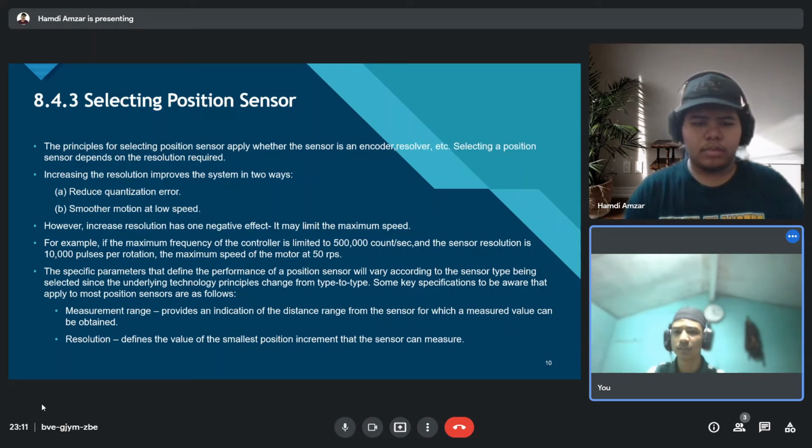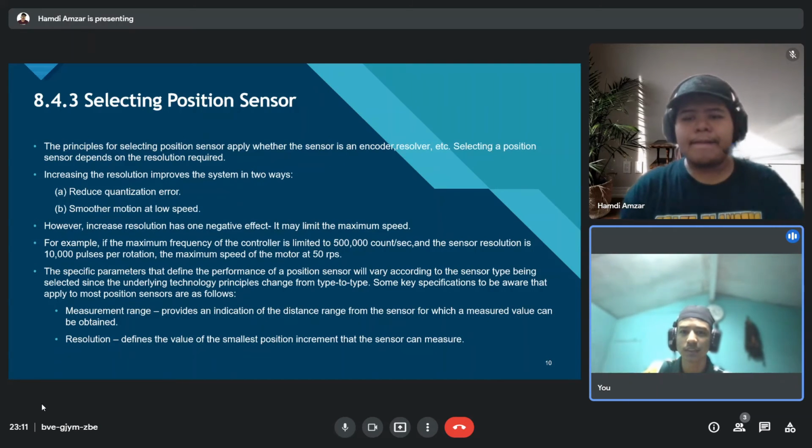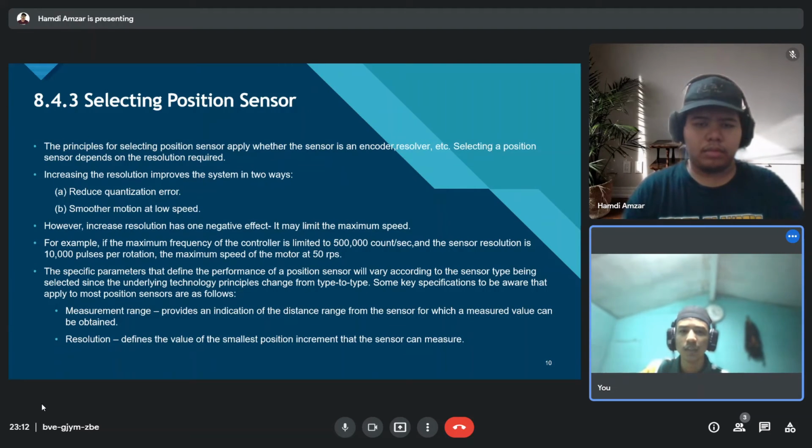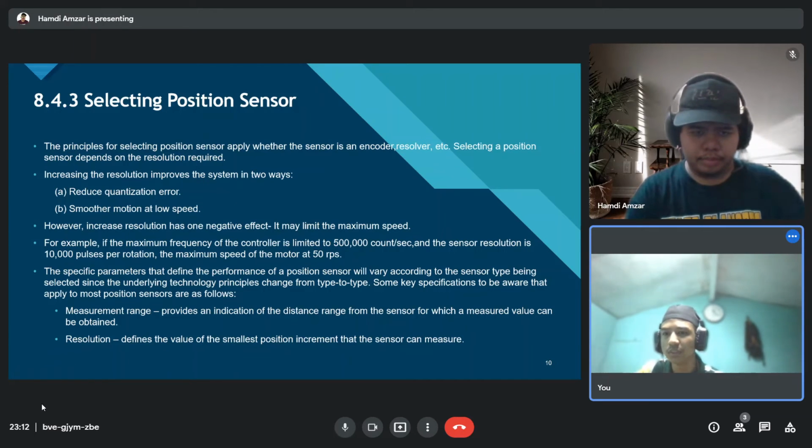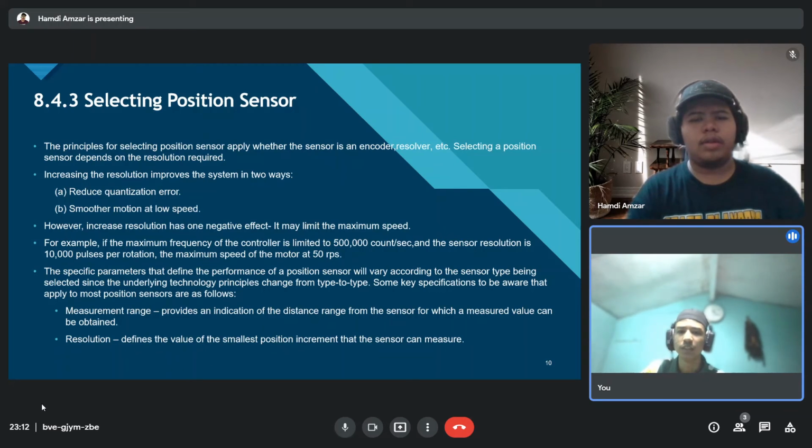8.3.8.4.3 Selecting position sensor. The principles for selecting a position sensor apply whether the sensor is an encoder or resolver. Selecting a position sensor depends on the resolution required. Increasing the resolution improves the system in two ways: A. Reduces quantization error. B. Smoother motion at low speed. However, increased resolution has one negative effect. It may limit the maximum speed.